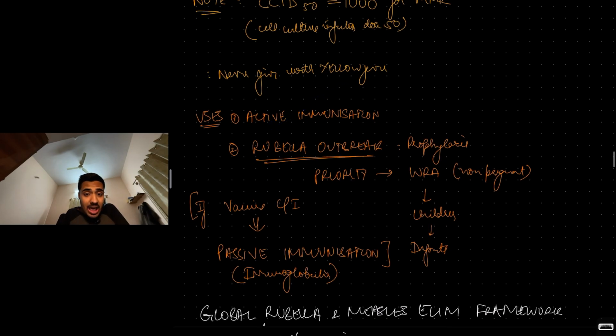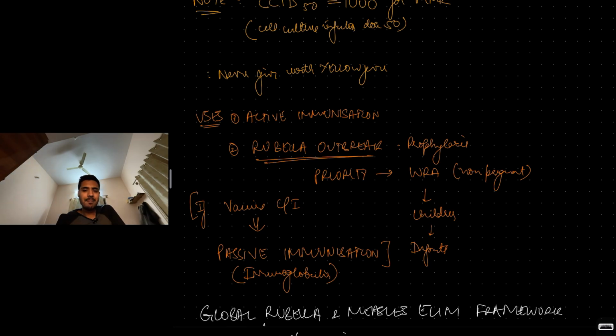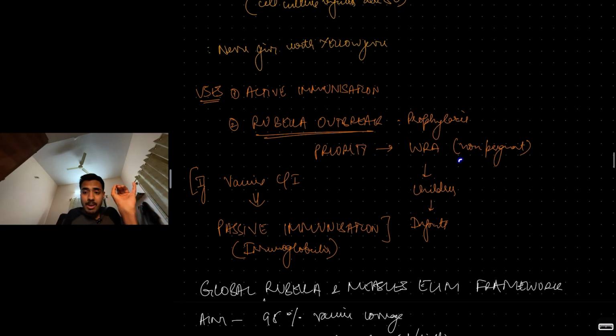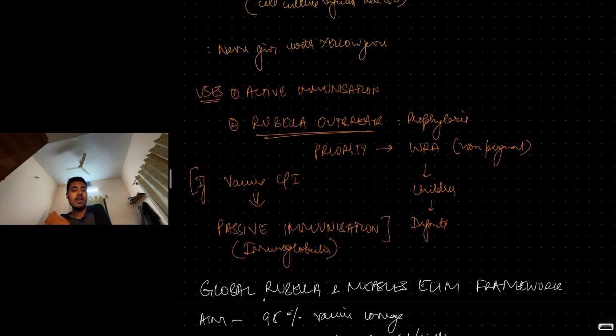Uses, of course, active immunization. Rubella outbreak. Active immunization is what? 9 months and 1.5 years, according to the NIS schedule. Active immunization to prevent spread of rubella. In a rubella outbreak, you will follow priority based immunization. That is, as prophylaxis, first people you'll immunize are women of reproductive age group who are non-pregnant. Pregnant women you won't give. Pregnancy is a contraindication for rubella vaccine. Non-pregnant women of reproductive age group, you will give rubella vaccine. Next, you will give the children, and last, you will give the infants. So you will follow a priority based system during rubella outbreaks.